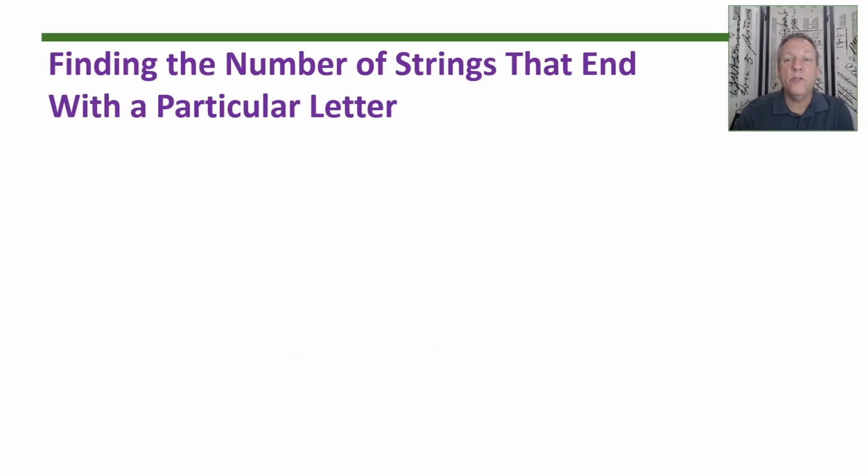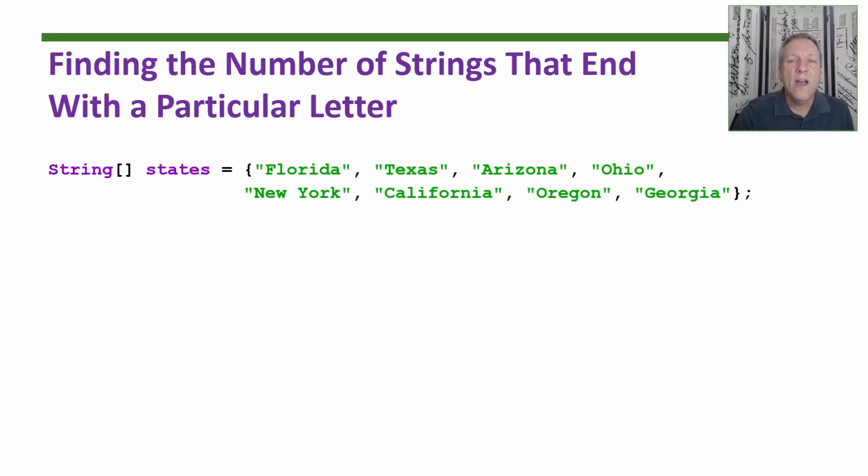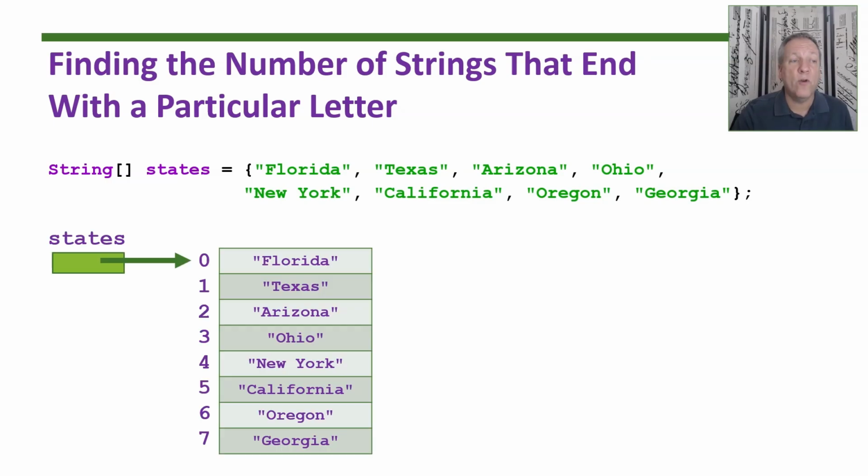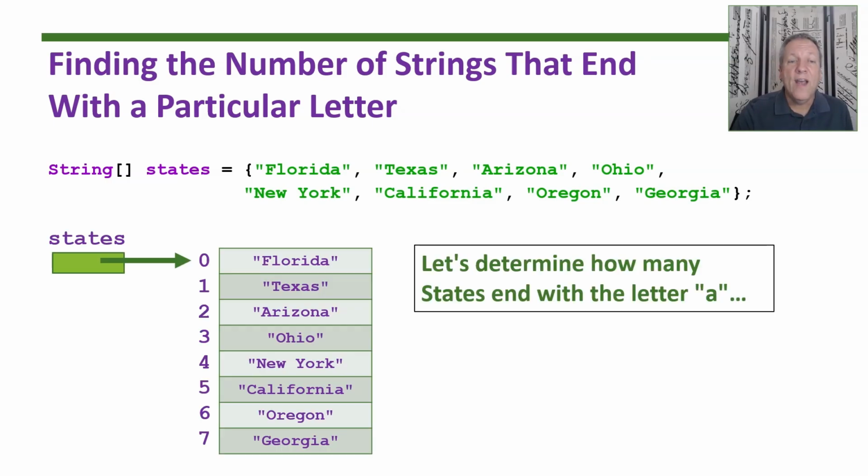We want to determine the number of elements in an array that have a particular property. So in this case, we'll count the number of states that end with a particular letter. So remember that initializer list that we used to initialize the string array called states in our last video? Here we have the same thing. So we have an array of String called states. It contains these 8 states here. And let's say I want to determine how many states end with the letter A.